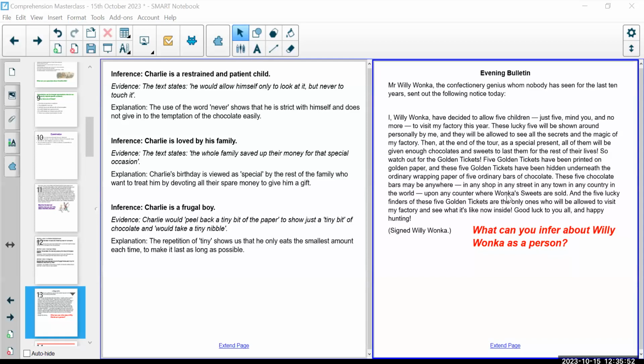He's a very cryptic person. We know this as the text states that nobody had seen him for the last 10 years. This shows us how mysterious he is. Yeah, good.